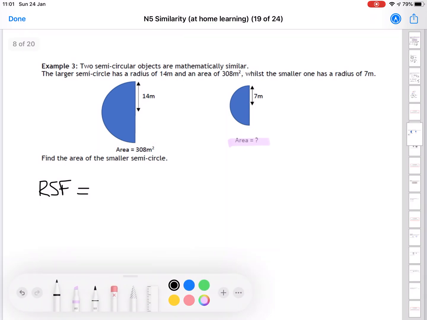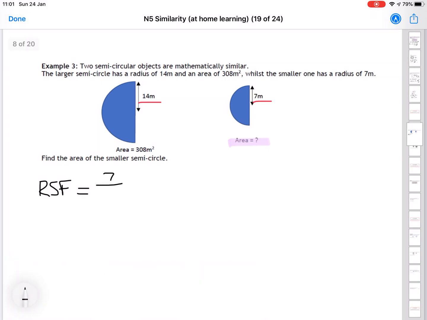So obviously we have 2 measurements that correspond together, the 7 and the 14. We have 1 on each picture. So reduction scale factor is the small number over the large number, so 7 over 14. That simplifies down really nicely to 1/2. Then we would do our area scale factor. All we do is square our reduction scale factor, so 1 over 2 squared. When you're squaring a fraction, you square the top number and you square the bottom number. So 1 squared is 1, 2 squared is 4. So our area scale factor is 1/4.